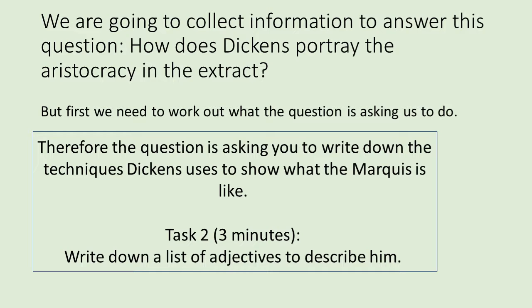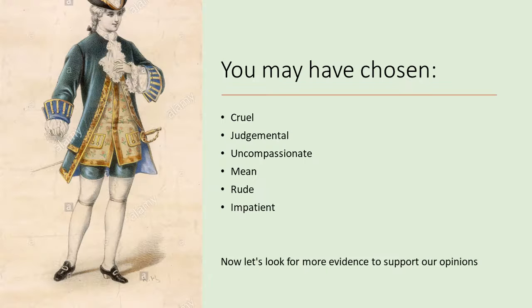So your task is firstly to write down a list of adjectives, describing words, telling us what he's like. So describe him using adjectives. Spend about 3 minutes doing that now. So you may have chosen cruel, judgmental, uncompassionate, mean, rude, or potentially impatient. If you didn't get these, please write them down now. Now, let's look for more evidence to support our opinions.